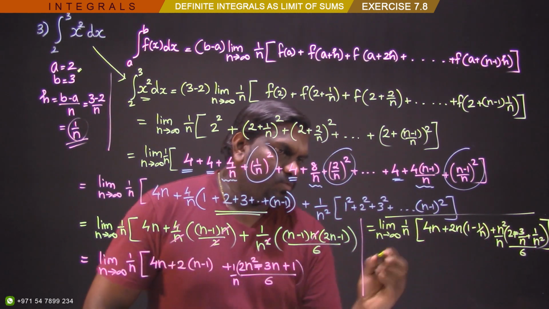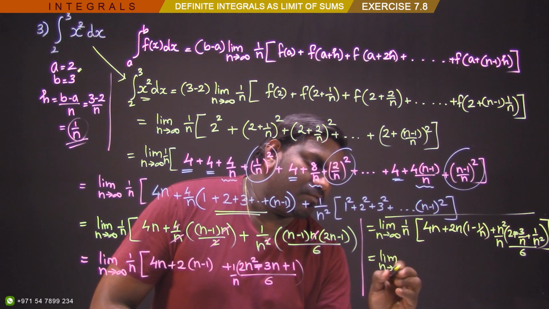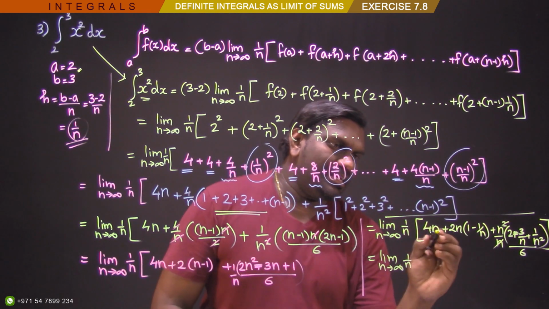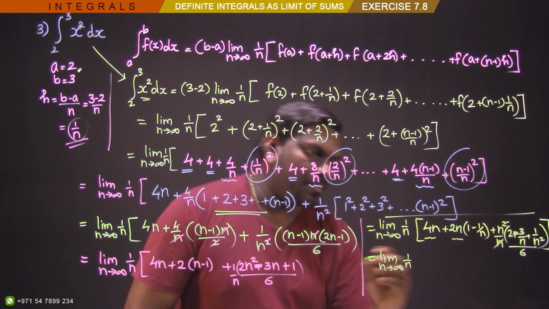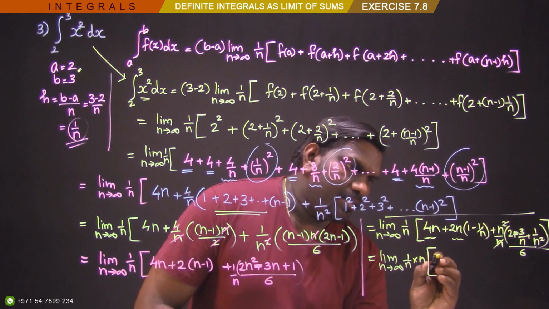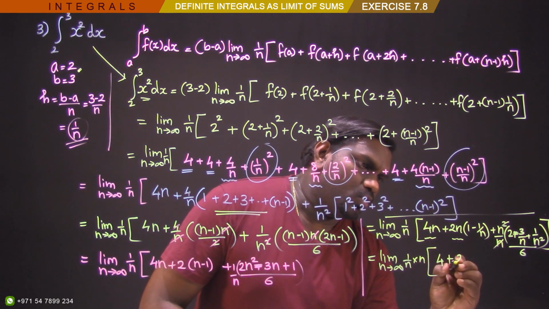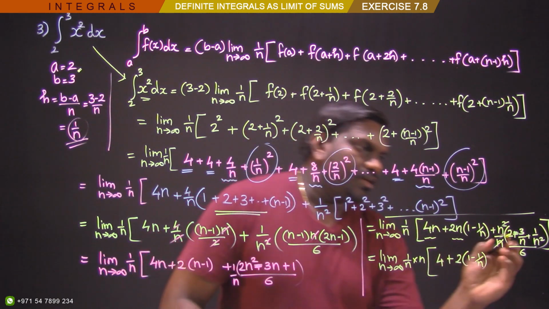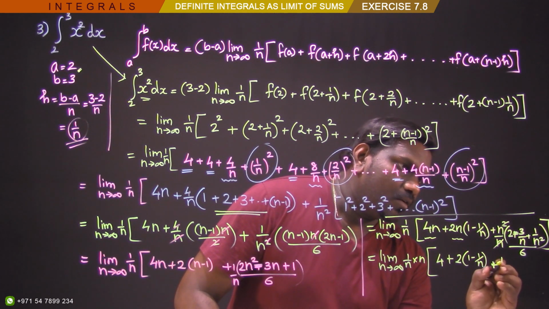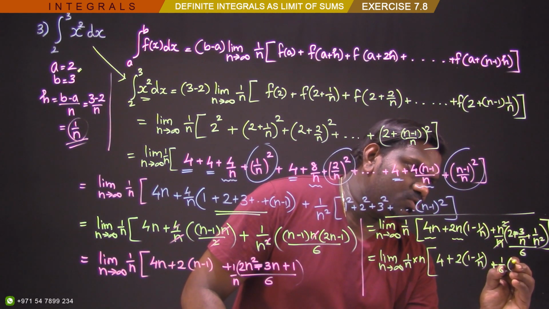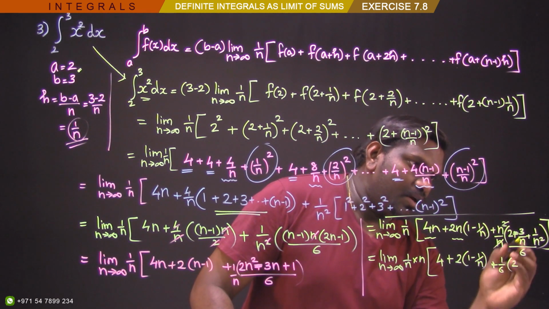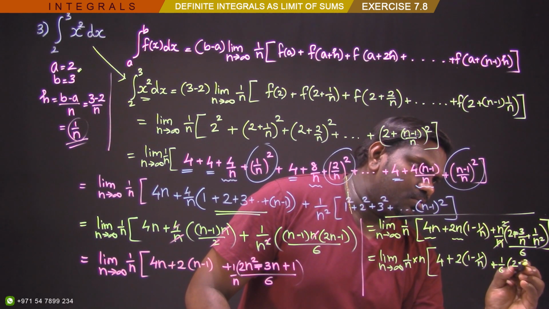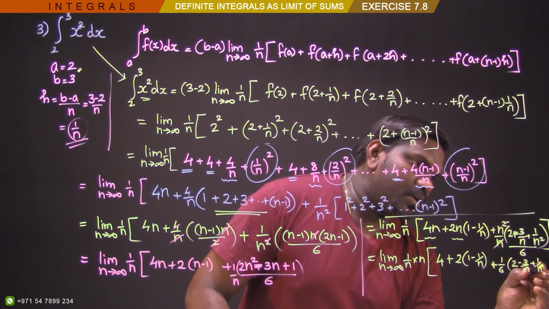This is what I'm having, dear, that is equal to limit n tending to infinity 1 by n, and this could be cancelled, and as you can see each term has an n, so I took n outside, and what I will be getting here is 4 plus 2, n went outside, and 1 minus 1 by n. Here you got 1 by 6, dear, and what you have here is 2, minus 3 by n plus 1 by n square, dear.